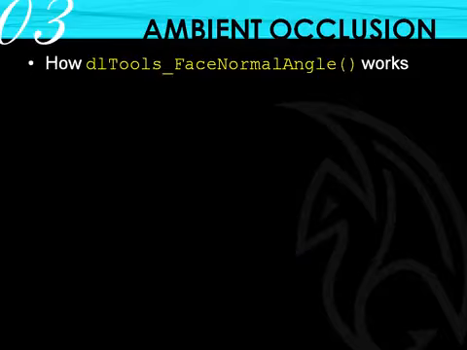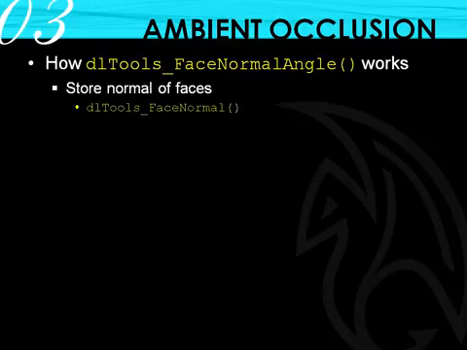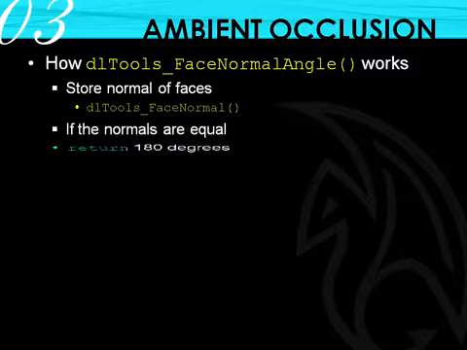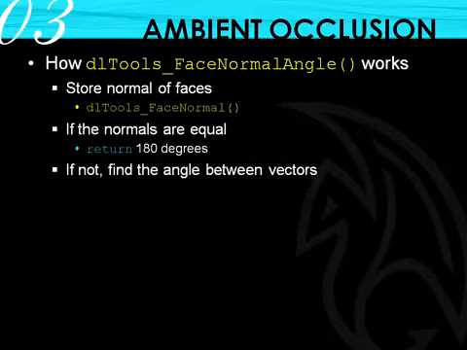So let's see how this tool works under the hood, taking into account everything that we've learned up to now. So first we store the normal of the faces, and to do that, of course, we're going to use the tool that we created originally, the one with the tokenize, called DL_tools_face_normal. Then if the normals are equal, we're just going to return 180, because if the two normals are exactly the same, there's no question that they're both pointing in the same direction, and therefore that it should be 180 degrees. If not, then we have to find the angle between the vectors.